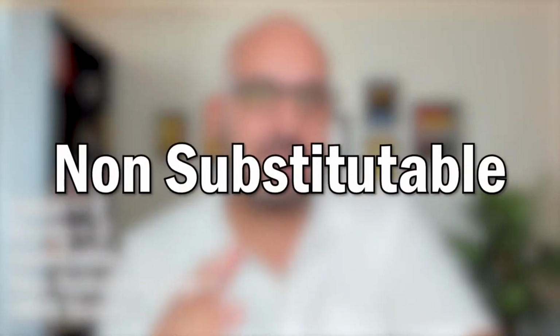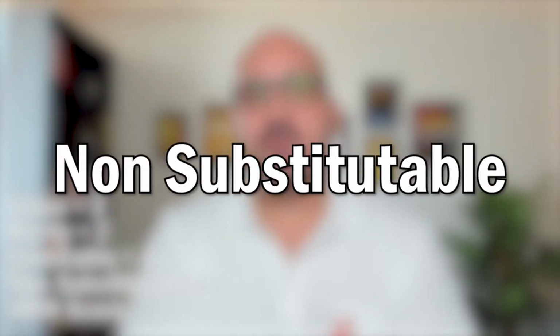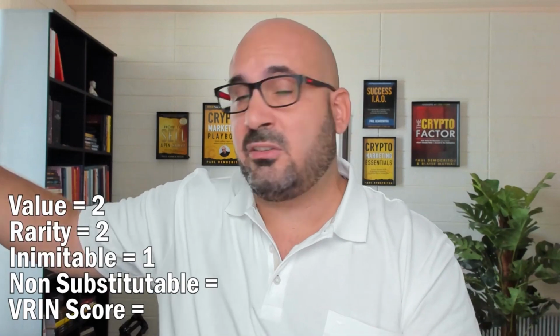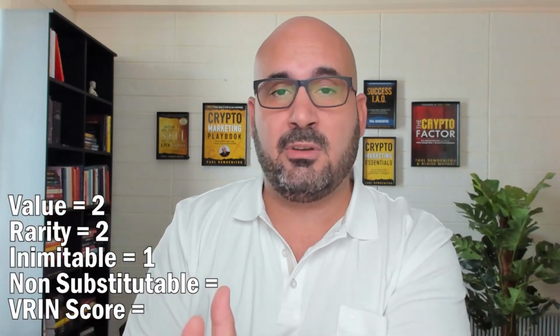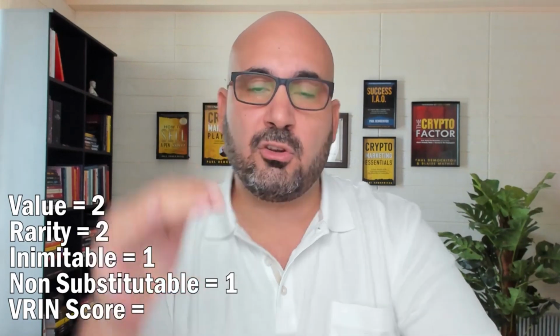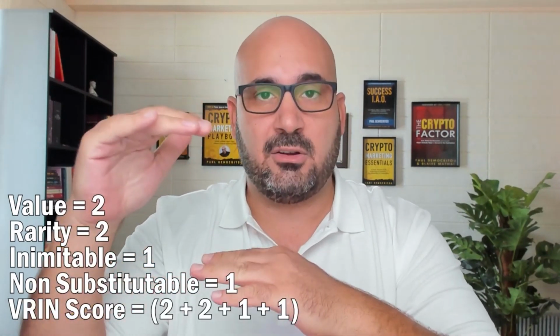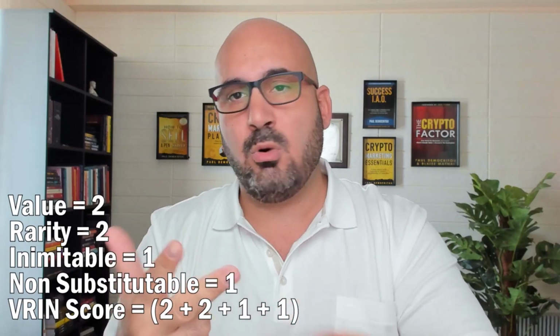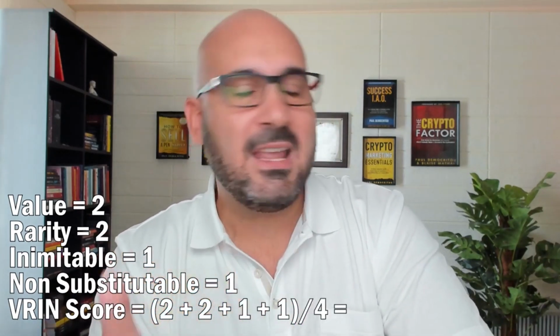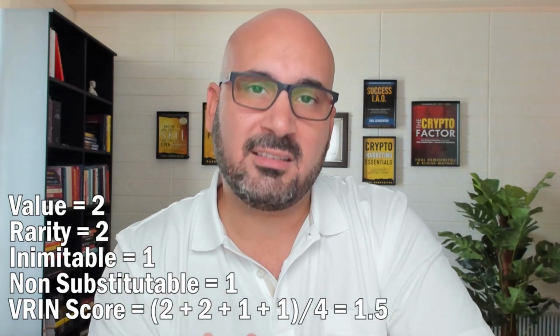What about non-substitutable? How easily can Safemoon be substituted? Extremely easy. There's a lot of projects out there. There's a lot of cryptocurrency out there. Anybody can build it. I give it a 1. So basically, the VRIN score is what? You add all these up together. So a 2, a 1, a 1, and a 1. It gives you a 4. You divide it by 4. That's the VRIN score of Safemoon.